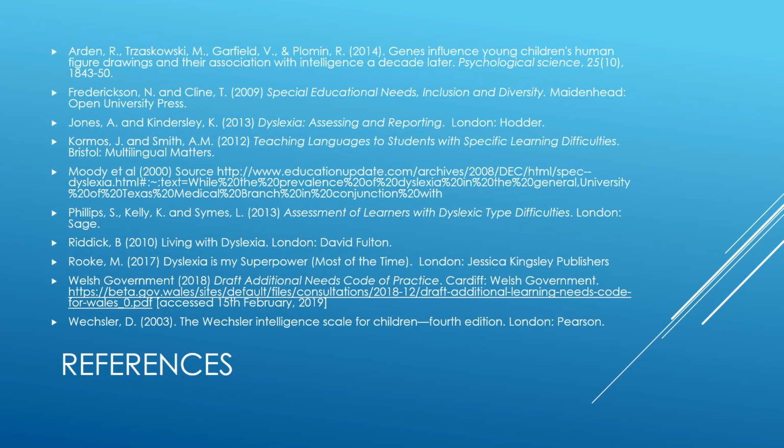Here we've got the different references for this lecture. And again, there's some recommended reading in there, particularly Riddick, Living with Dyslexia. I would highly recommend reading that book because it looks at the social and emotional impact of dyslexia. It gives us that kind of human approach to it. And Phillips et al., Assessment of Learners with Dyslexic Type Difficulties, is a really good starting point, and will direct you to a lot of interesting research papers that they reference.